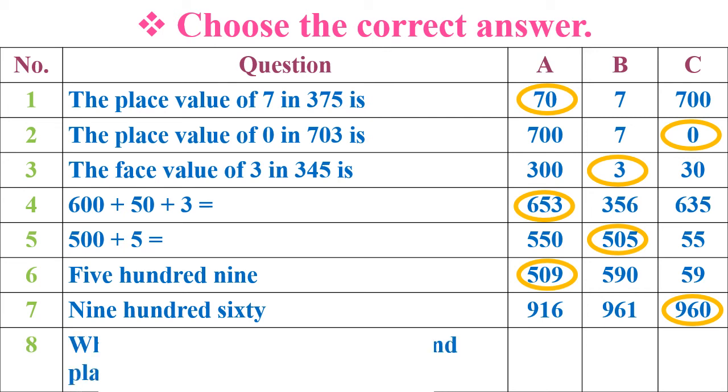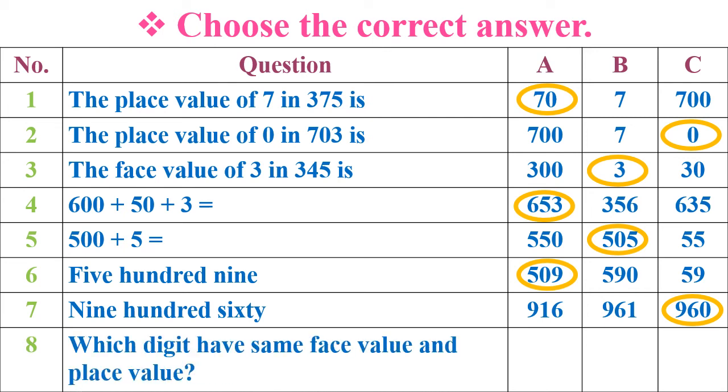960. Now your next question is: which digit has the same face value and place value? Your first option is 0, second option is 1, and third option is 9. If you see in any number, if we put 0 anywhere, the place value is also 0 and the face value is also 0.